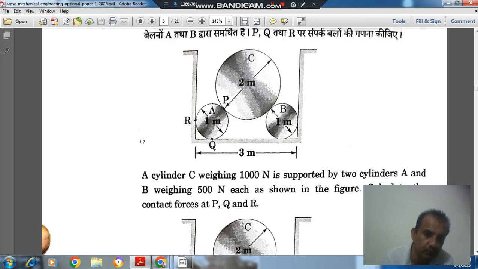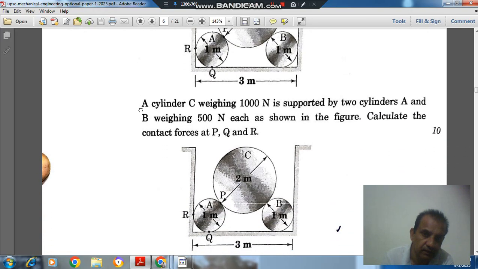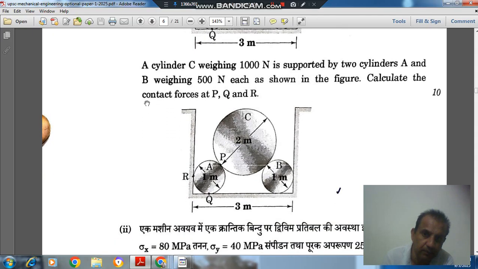Question number 2A1. A cylinder C weighing 1000 Newton is supported by two cylinders A and B weighing 500 Newton each, as shown in the figure. Calculate the contact forces at P, Q and R. So this is the given figure.